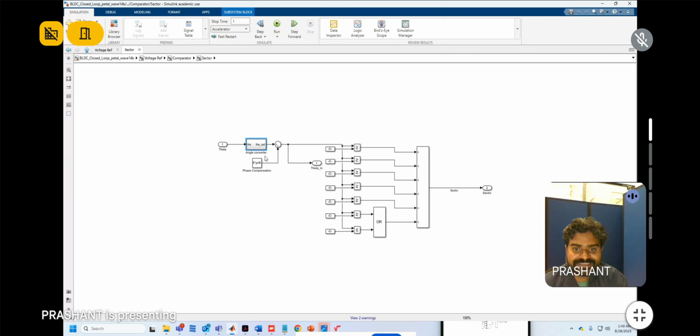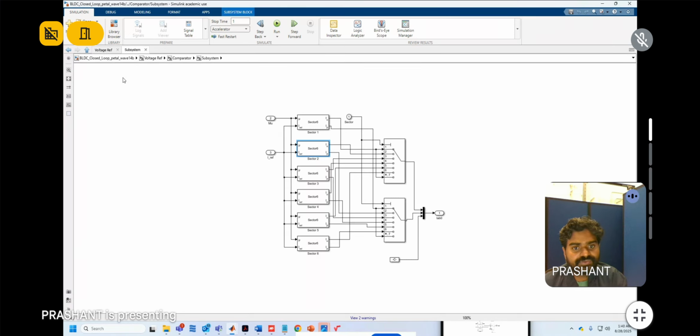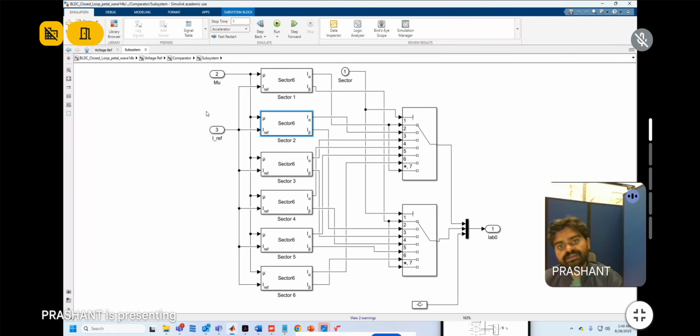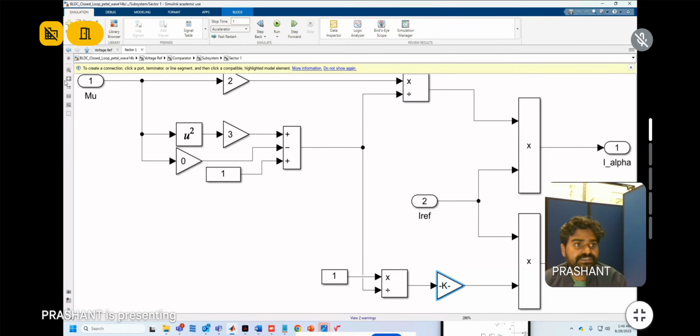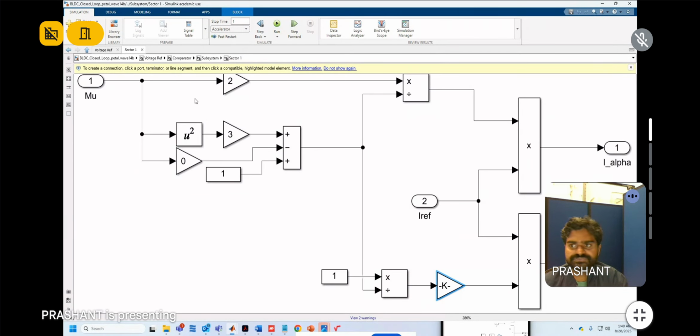Already I have explained that we will have 6 sectors, and in those 6 sectors we will see the mathematical modeling of I alpha, I beta, E alpha, E beta. Suppose here, this is for sector 1. You can see here the captions for all the sub blocks are represented: sector 1, sector 2, sector 3, sector 4, sector 5, and sector 6. We will see sectors 1 and 2 now.